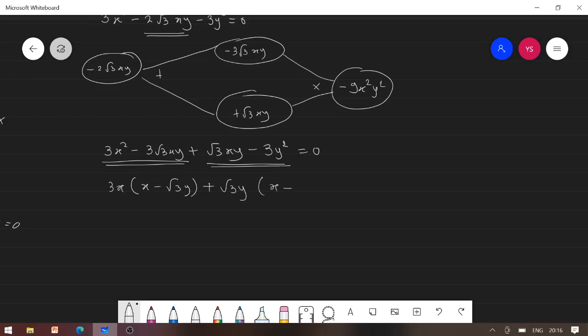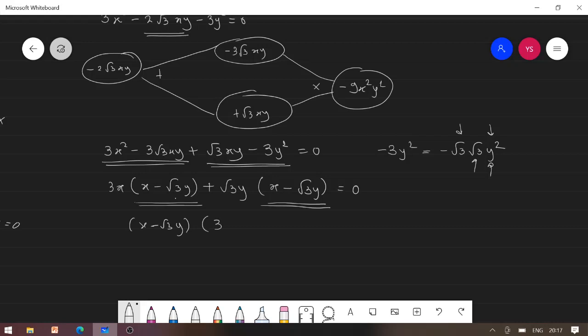Keep in mind that 3y square with a negative sign, we can write as minus root 3 into root 3 y square. So of the root 3 and y we take outside, so the remainder becomes root 3 times y. So we have root 3 times y equals 0. Now both the terms have the common factor x minus root 3 y, so take it outside.